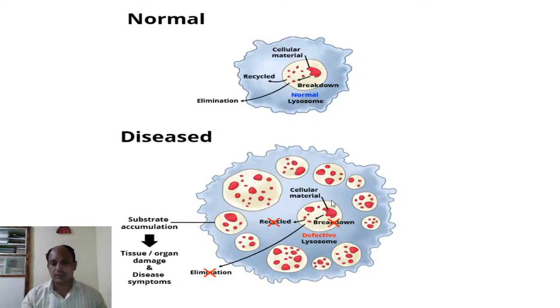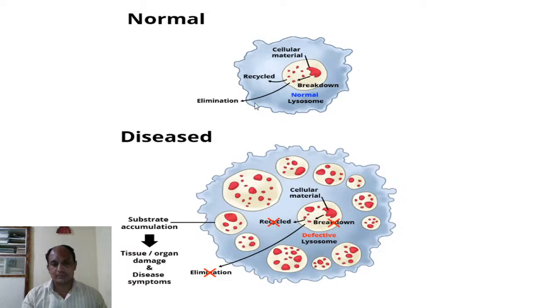At that time, a breakdown of that cellular material takes place. But if the lysosomal functioning is not normal, then no breakdown of that cellular material occurs. So we can say that the lysosome is defective. If there is no digestion of that cellular material, there is no elimination of this material here, or no recycling of that material.